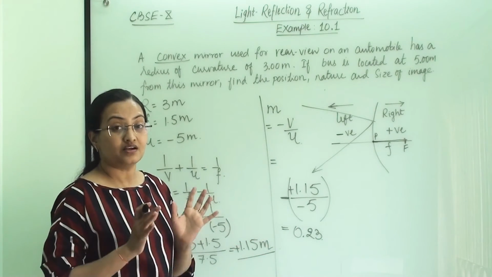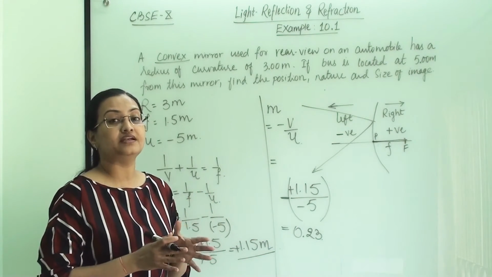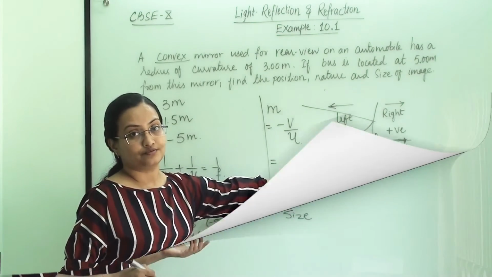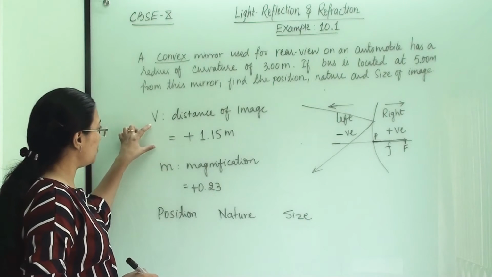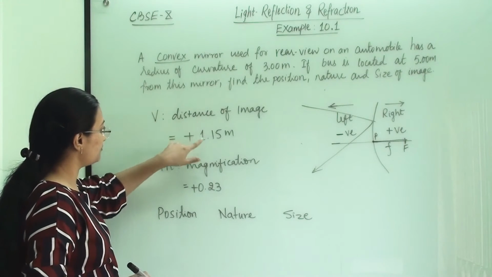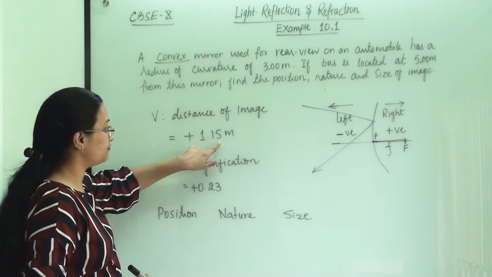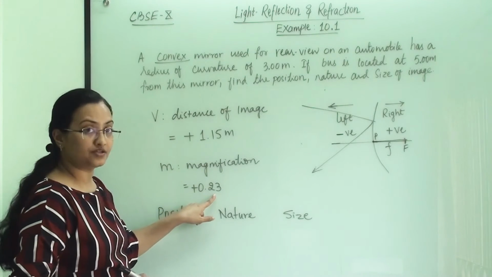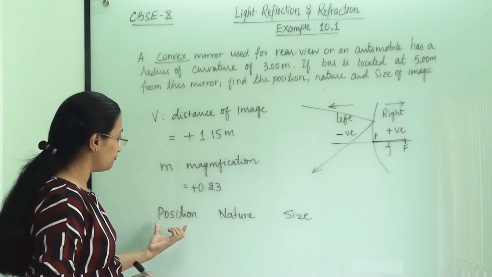Now these are two answers from the mirror formula and magnification formula. Now let us understand how to interpret these answers from the Cartesian sign convention. From our calculation we got these two answers: distance of image is plus 1.15 meter and magnification is plus 0.23.